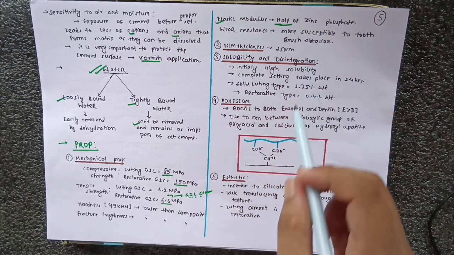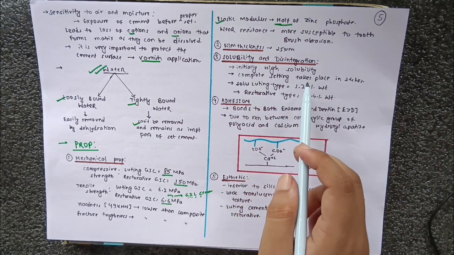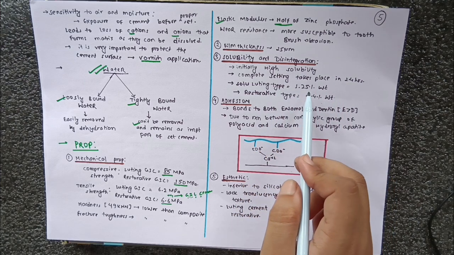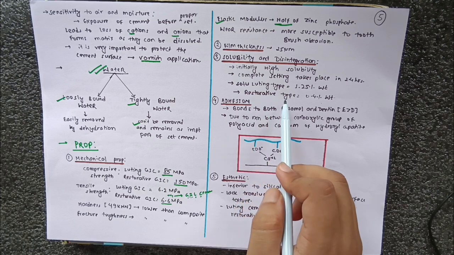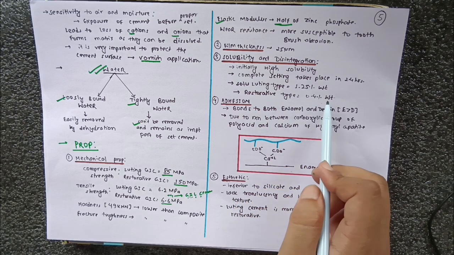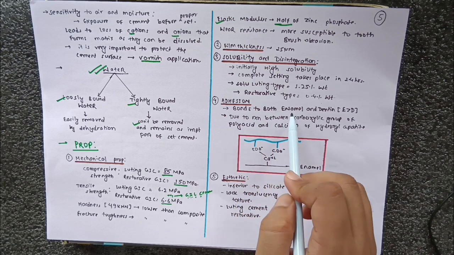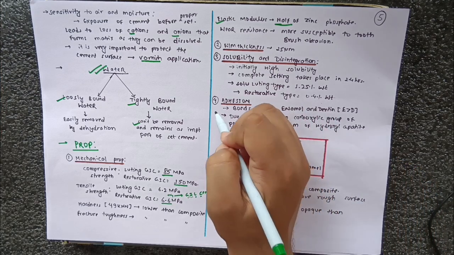In solubility and disintegration, it is initially highly soluble but complete setting takes place in 24 hours, and after that, luting type has 1.25 percent by weight solubility. Similarly, restorative type would have 0.4 percent by weight. After that, in the adhesion section, it bonds to both enamel and dentin, and it bonds better with the enamel than the dentin. So this is conceptual.